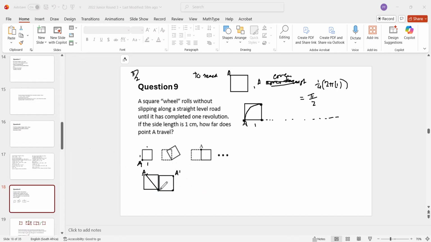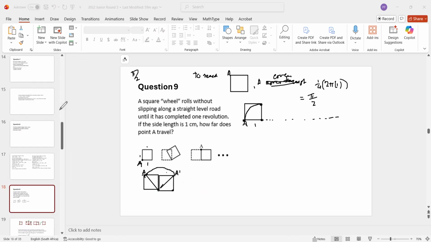Got A prime. So we want to know the distance it travels. But this time it travels again on an arc. And I'm just going to redraw this thing like that. So I need to know the length of that arc, right?